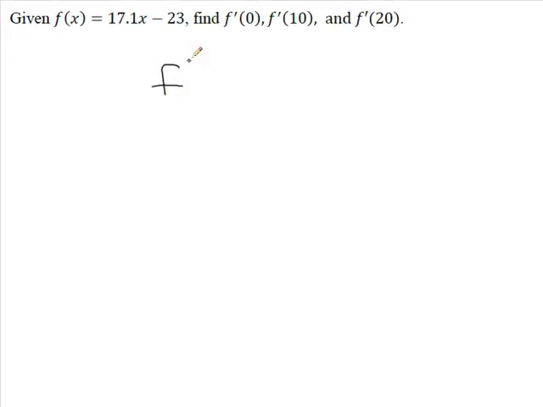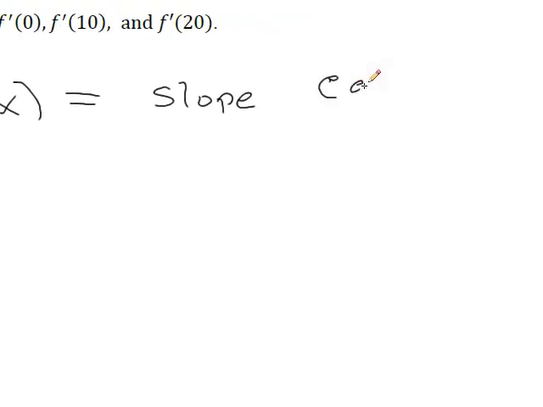Here we're asked to first of all, find the derivative function of a linear equation, and then to evaluate the slope at 3 different points. So recall that f prime of x simply means that we need to find the slope function, or the slope equation.